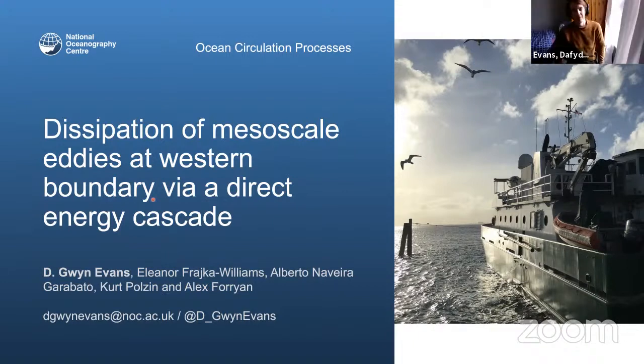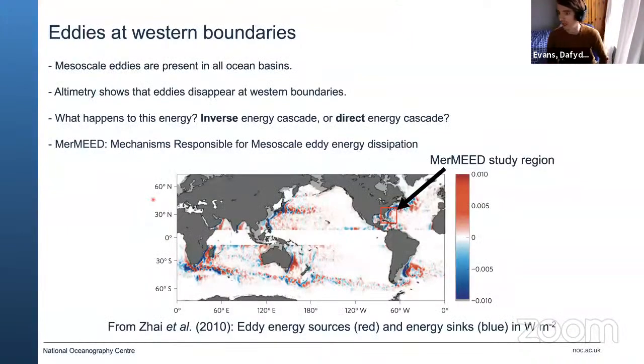Hi everybody, thanks for having me along for this workshop. It's been really interesting. So today I am going to be talking a little bit about observations of mesoscale eddies interacting with a steep and rough slope along an ocean western boundary, and talk about how it seems that this eddy flow topography interaction can act as a sink of eddy energy in this region via a direct cascade.